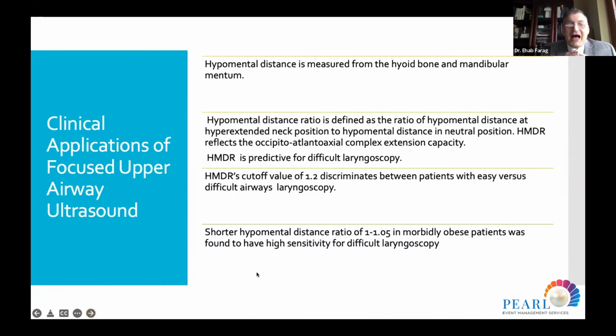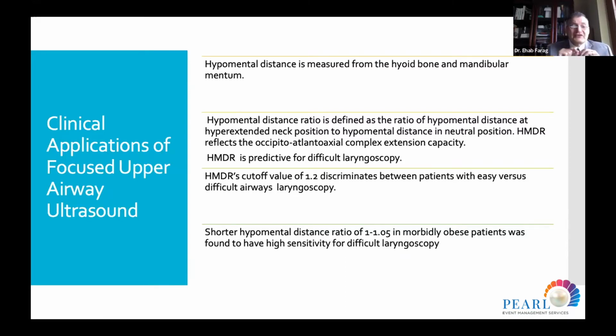How about the hypomental distance? That is the distance measured between the hyoid bone and the mentum. And the hypomental distance ratio is defined as the ratio of the hypomental distance in the hyperextended neck position to the hypomental distance in the neutral position. The HMDR reflects the occipito-atlanto-axial complex extension capacity. And so the HMDR is predictive of difficult laryngoscopy.